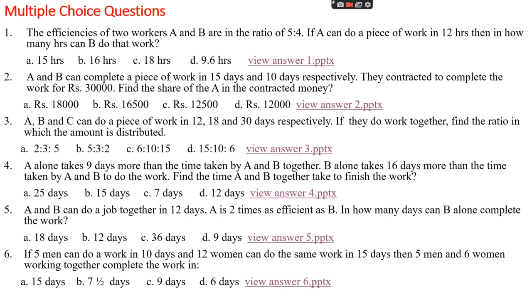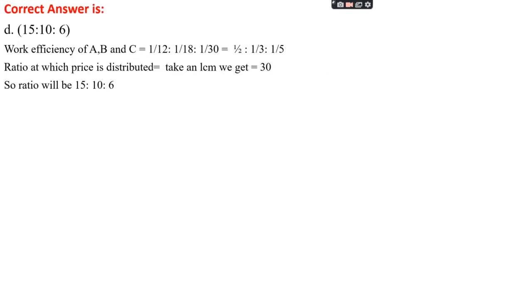Question number 3. A, B, and C can do a piece of work in 12, 18, and 30 days respectively. If they do the work together, find the ratio in which the amount is distributed. Option A 2 is to 3 is to 5. Option B 5 is to 3 is to 2. Option C 6 is to 10 is to 15. Or option D 15 is to 10 is to 6. The correct answer is option D, that is 15 is to 10 is to 6.